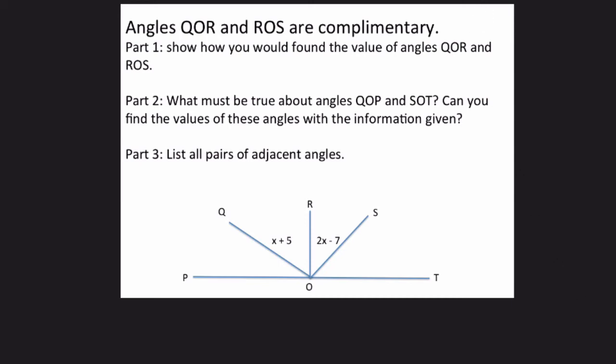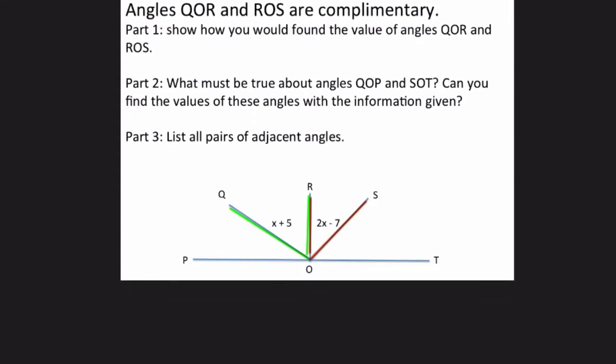Okay, so here we're told that angles QOR, that's this angle right here, and ROS, I'll highlight this in red, are complementary. That means they add up to 90 degrees. They're using algebraic expressions here for those angles, and they want us to find them. So my first step is to say, if x plus 5 is QOR and 2x minus 7 is ROS, if we add them up, we should get 90 degrees.